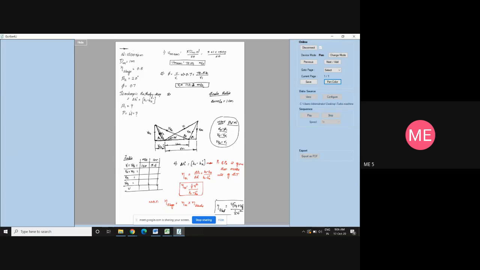Simplify those steps. So shall I go to the next sheet? One minute, sir. You copy. So that is eta n, eta n nozzle, the efficiency of the nozzle.